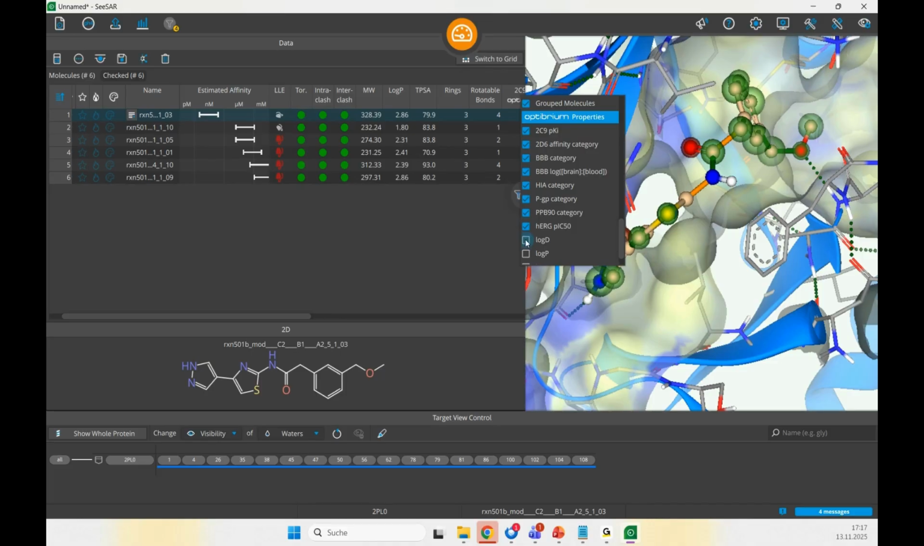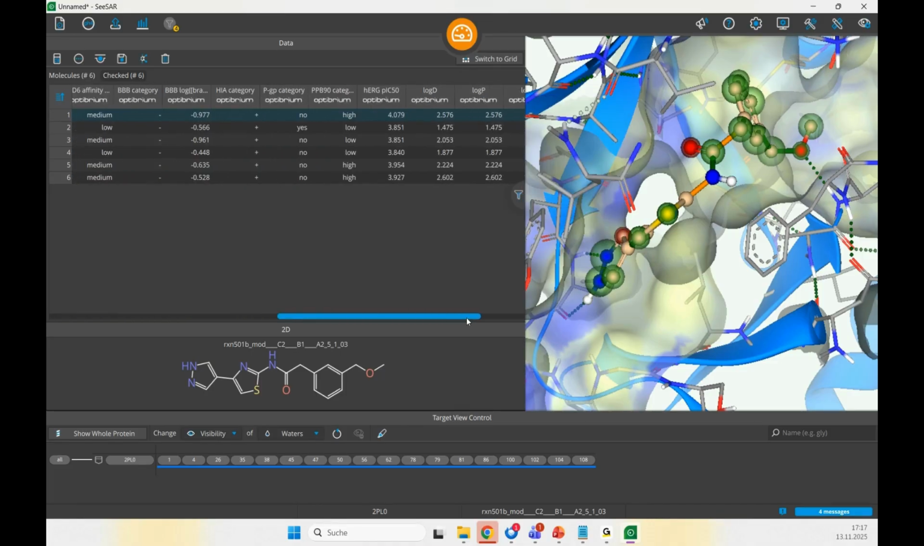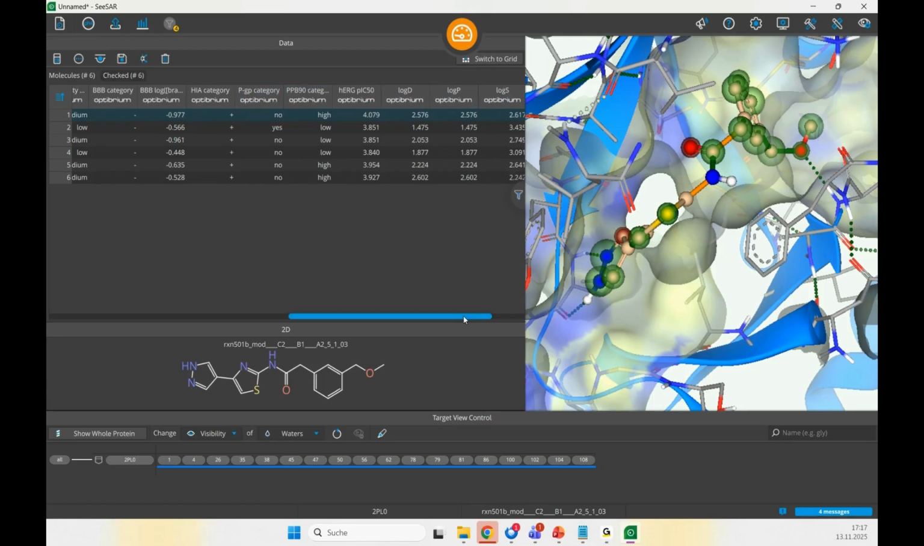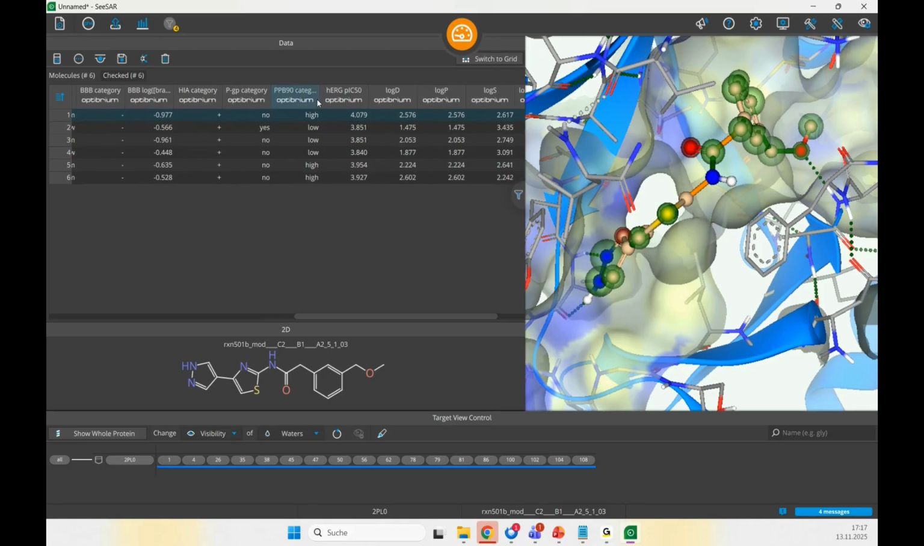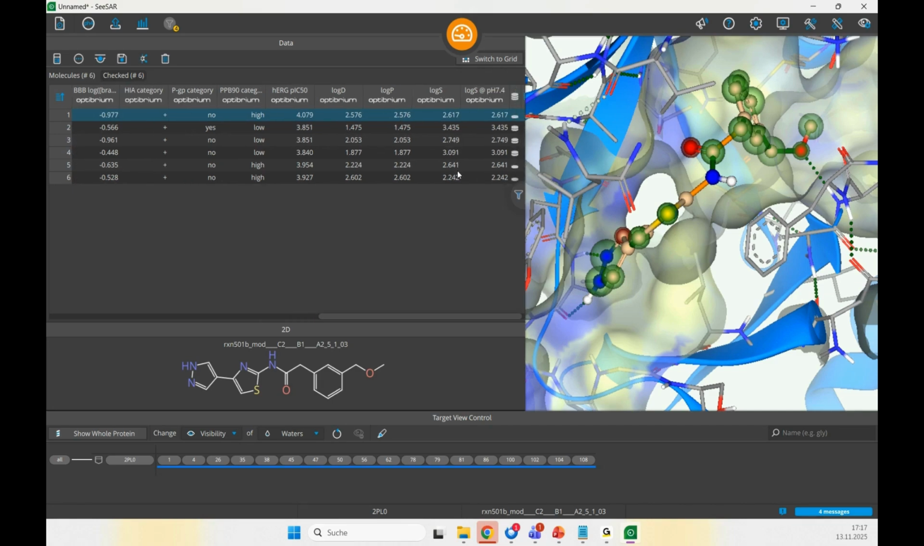So basically blood-brain barrier penetration, PGP category, their predicted log P values, their predicted log S values, the protein binding fraction, and so on and so forth. So also a valuable tool if you have Optibium on hand. It's quite nice, but it's also possible to just not purchase the whole Optibium package, but only this particular model to play around with in SeeSAR.